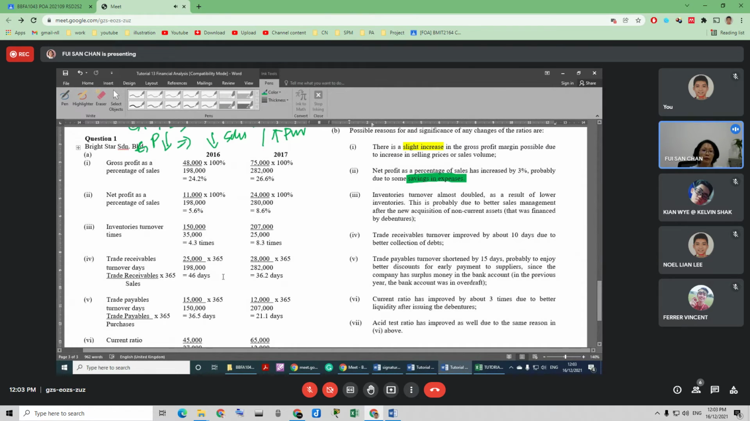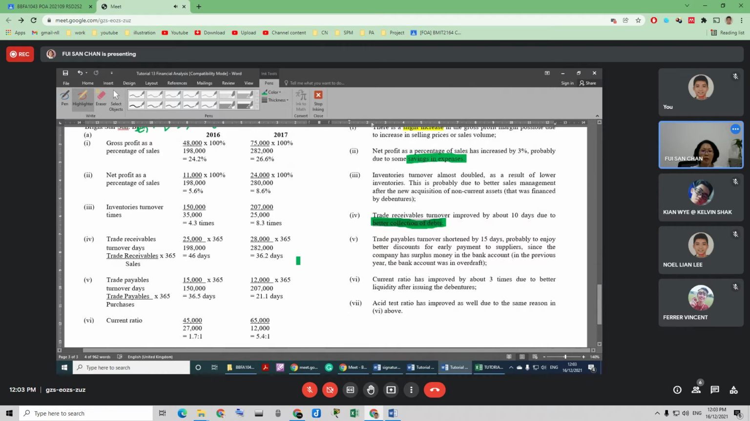Meaning the faster that we receive from our customers, the better. So trade receivable turnover improved by about 10 days due to better collection times. Better collection of debts. You can see from here, better collection of debts.